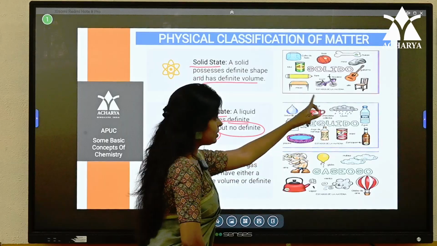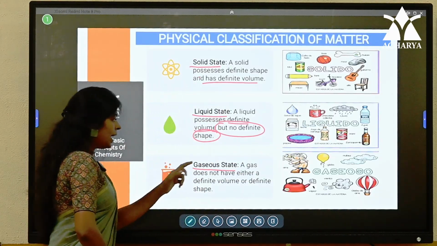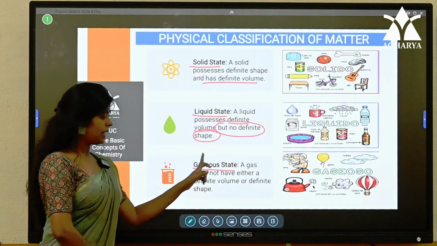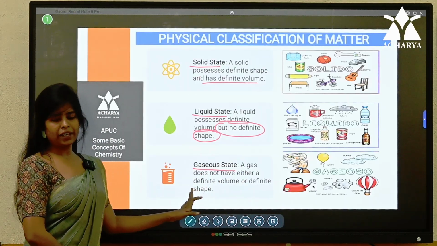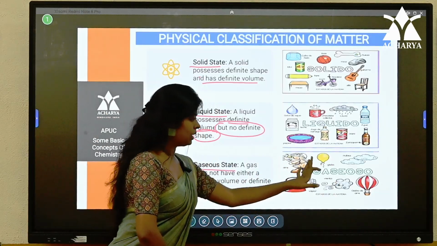Examples for liquid state is this. Next comes gaseous state. A gas does not have either a definite volume or definite shape. Here, these are all the examples for gases.